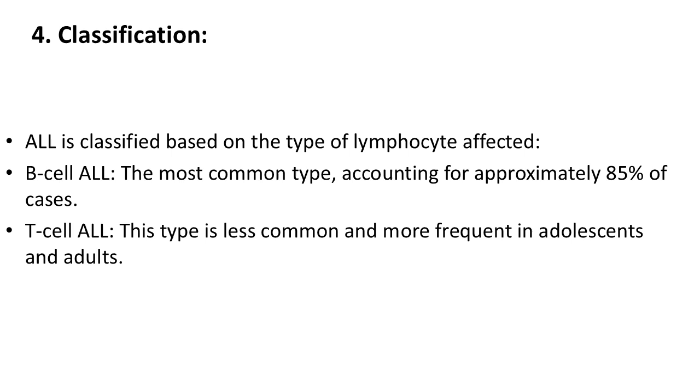Four, classification. ALL is classified based on the type of lymphocyte affected. B-cell ALL, the most common type, accounting for approximately 85% of cases. T-cell ALL. This type is less common and more frequent in adolescents and adults.